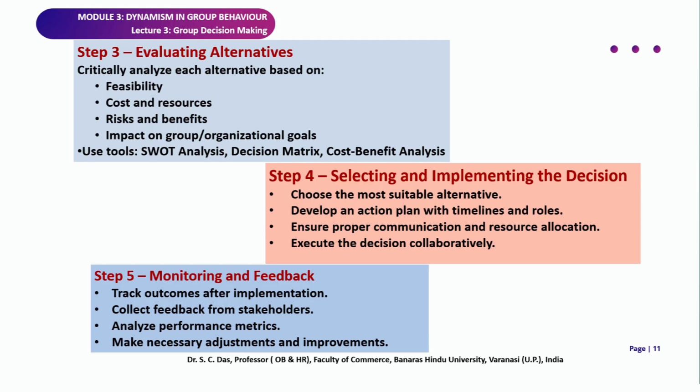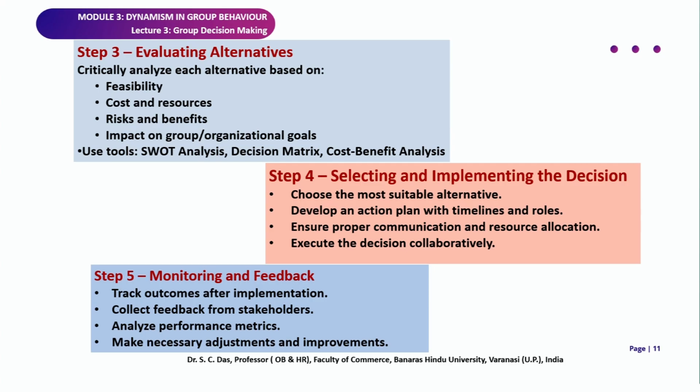Step 4, selecting and implementing the decision: choose the most suitable alternative, develop an action plan with timelines and roles, ensure proper communication and resource allocation, and execute the decision collaboratively. Monitoring and feedback: track outcomes after implementation, collect feedback from stakeholders, analyze performance metrics, and make necessary adjustments and improvements.